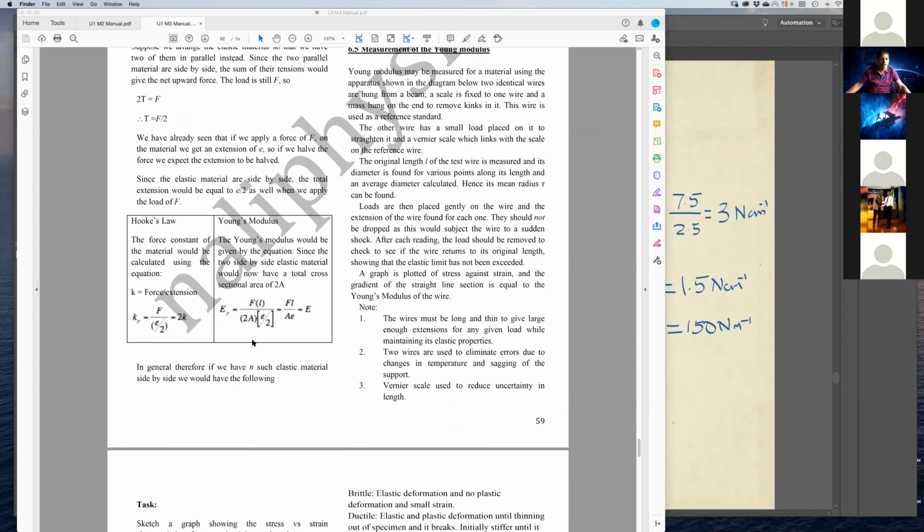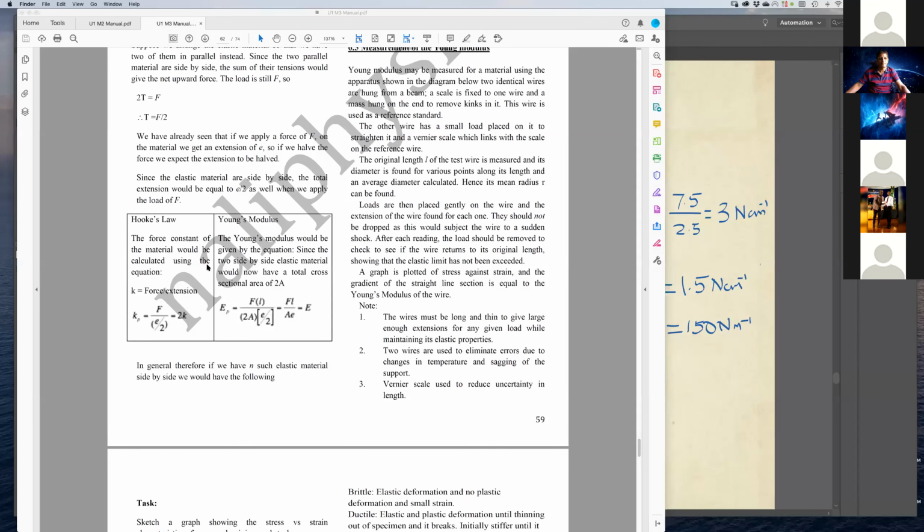Yeah, when you have two springs in parallel, right here, we've done this in class, right? When you have two springs in parallel, the force constant of two springs in parallel is 2K, where K is the force constant of one of those springs. You all remember this? Yes or no? No, sir, I don't remember.